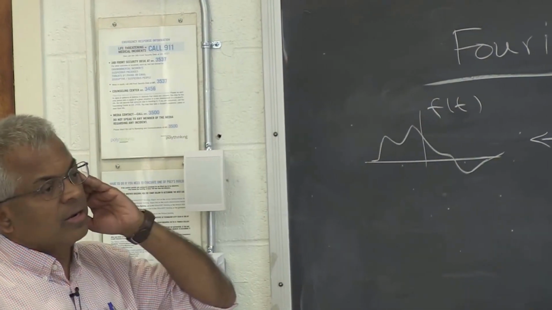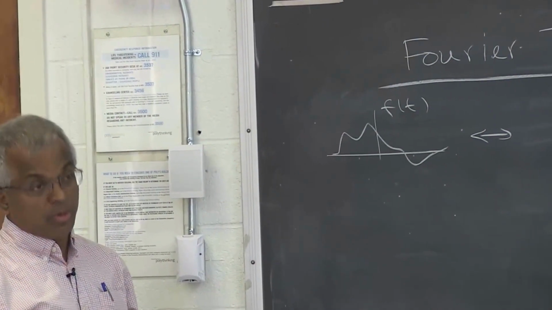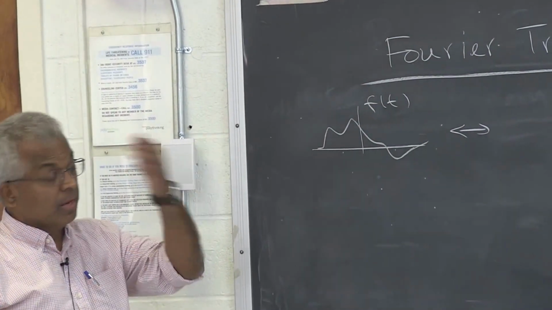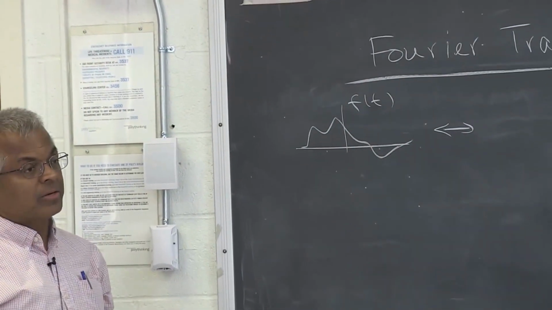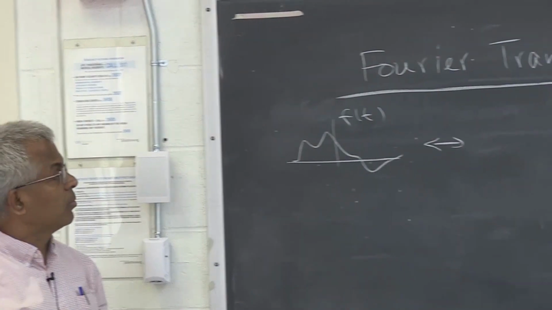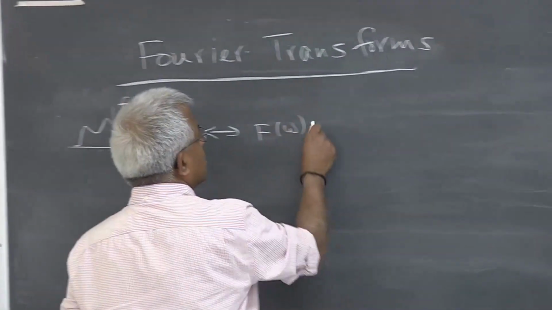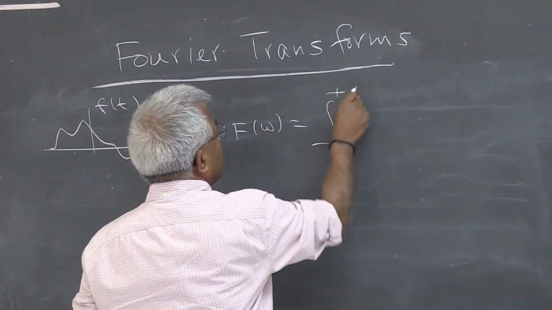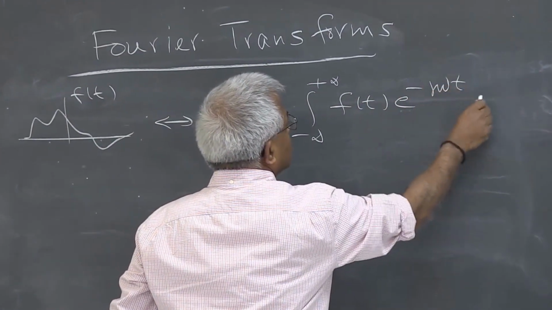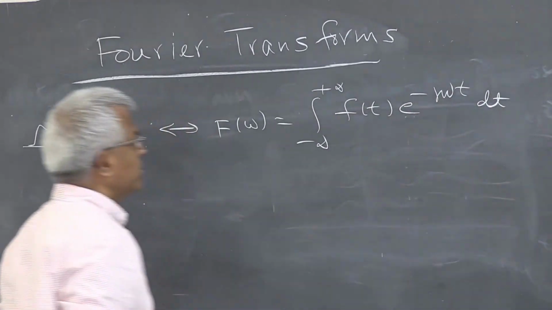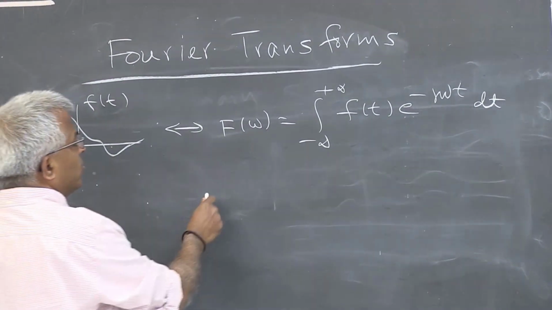So let's quickly review Fourier transforms, because that's going to be useful to address power spectrum for stationary stochastic processes also. If you recall, the Fourier transform is the integral from minus infinity to plus infinity of f(t) e raised to minus j omega t dt, right? And the equally important one is the inverse Fourier transform.